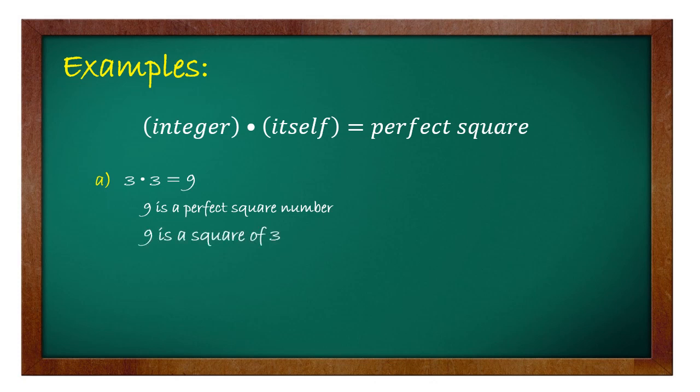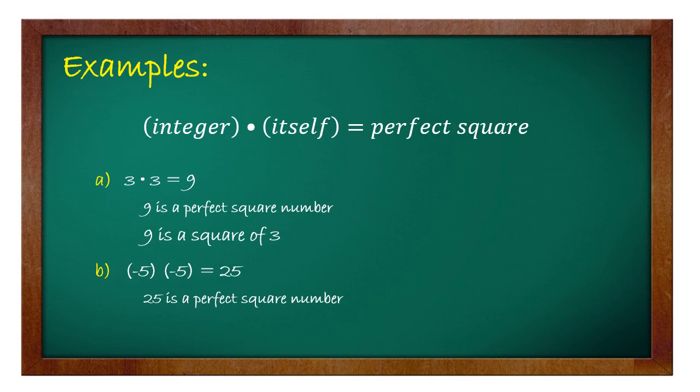Also, pwede natin sabihin na ang 9 is a square of 3. Okay? So, when we say square, ibig sabihin, exponent niya is 2. Another, negative 5 times negative 5 is equal to 25. So, sa rules natin ng multiplication of integers, negative times negative, it will give us positive. Kaya ang sagot natin is positive 25.